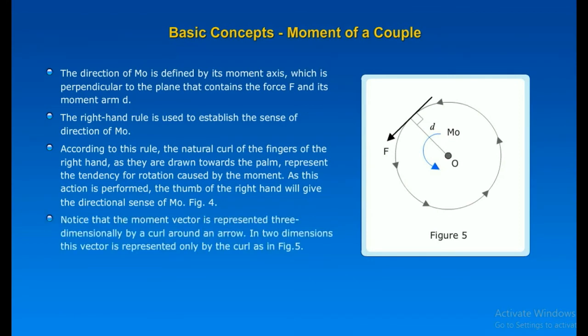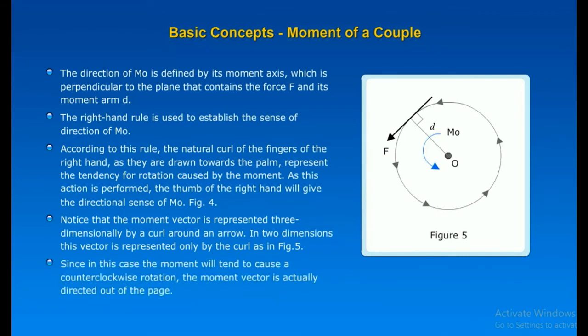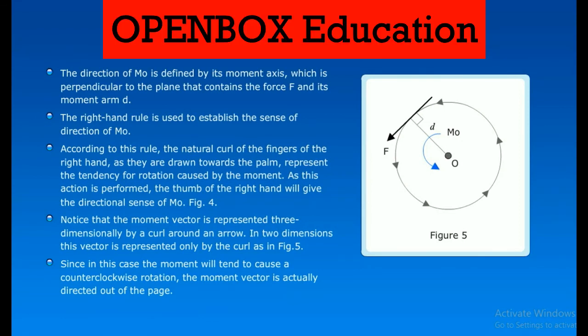Notice that the moment vector is represented three-dimensionally by a curl around an arrow. In two dimensions, this vector is represented only by the curl as in figure 5. Since in this case the moment will tend to cause a counterclockwise rotation, the moment vector is actually directed out of the page.